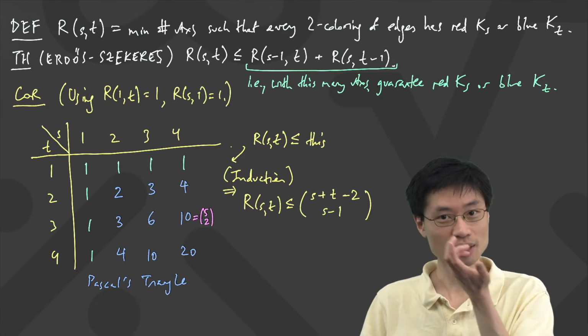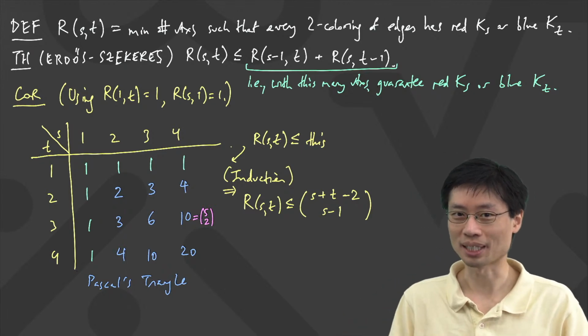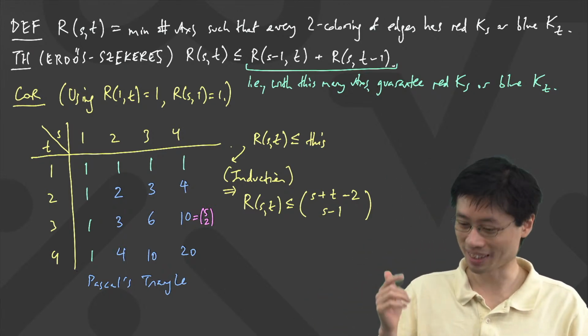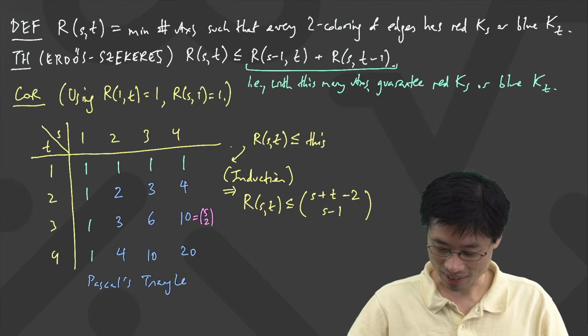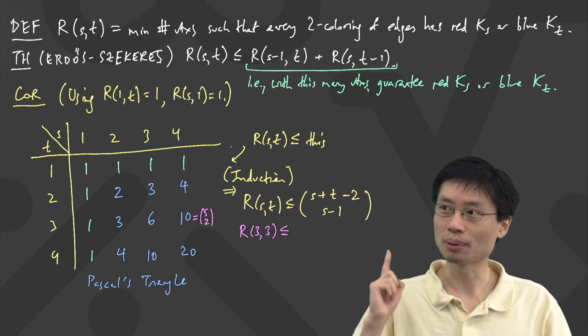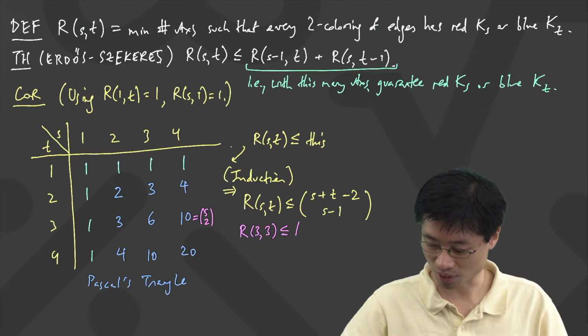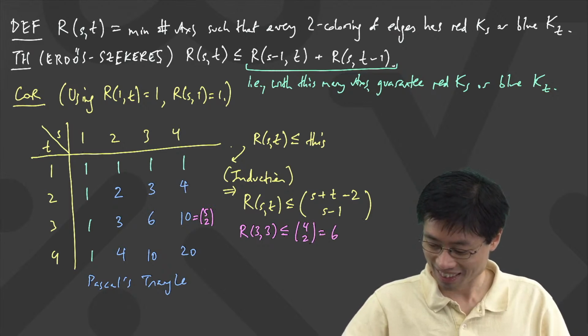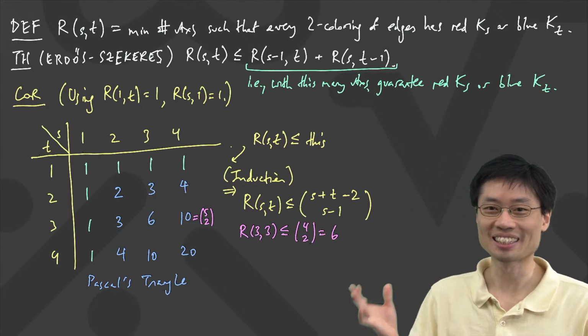Okay, well, let's think of what this actually means. We were curious about what R(3,3) was, right? Let's see, what does this tell you? If I wanted to know what's R(3,3), well, that's 3 plus 3 is 6, minus 2 is 4. 3 minus 1 is 2. Oh, look at that. It works. So R(3,3), we got the 6.